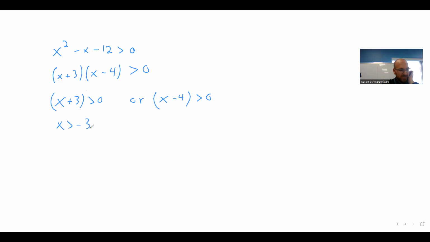So x is greater than -3. X is greater than 4. This should actually be x is less than -3. So -3 and 4 are my things. I guess I have to switch the direction on this one. I'll show this graphically in just a second. This has got to be less than. There's no or equal to, just less than.